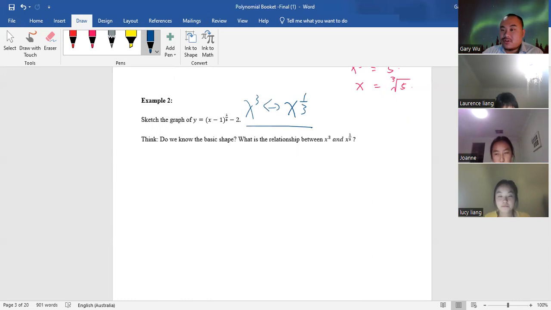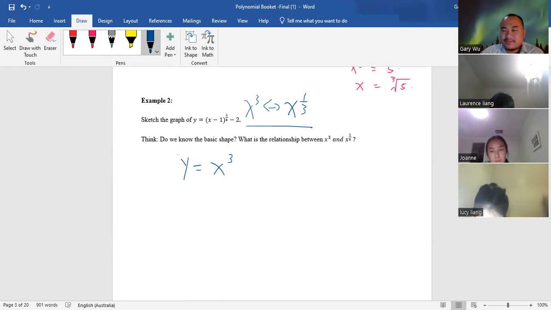They are actually inverse functions. What does that mean? Remember how we find inverse function? We did that last year. How do we find inverse function? You guys remember? y equal to x cubed. How do we find inverse function? Anyone remember? Lawrence, do you remember how we find inverse function? No? We did that last year.